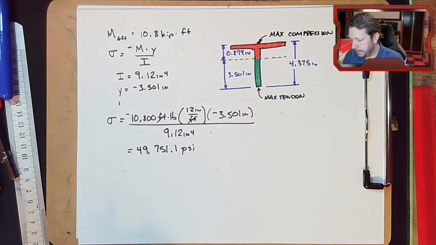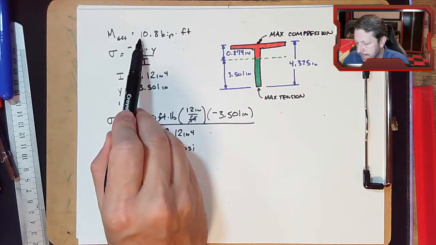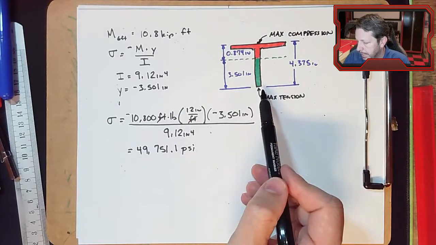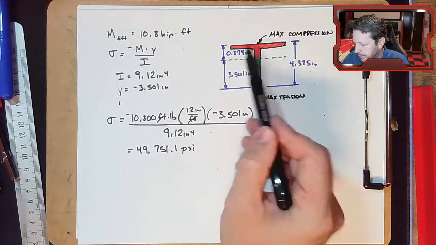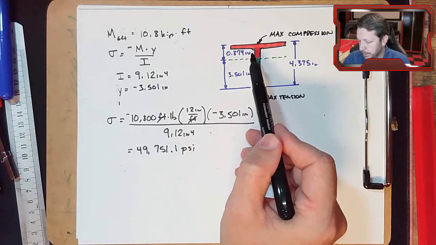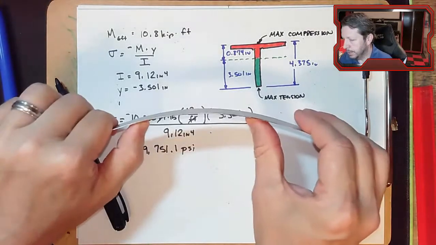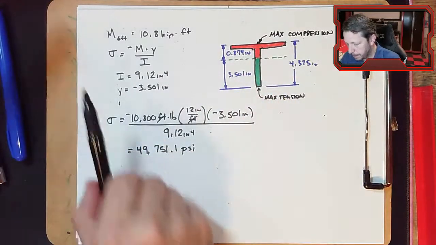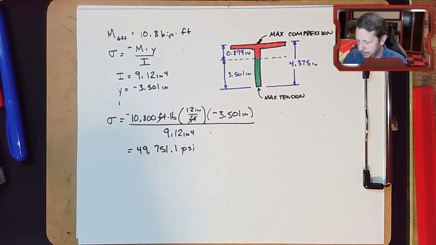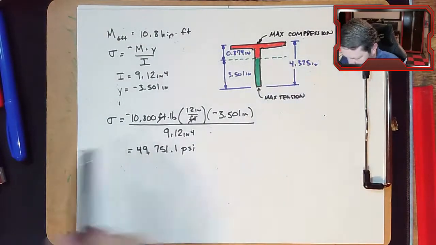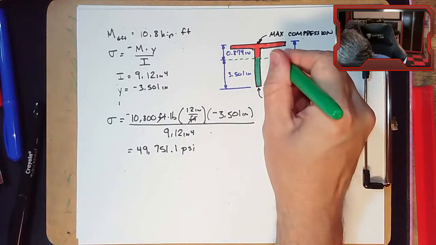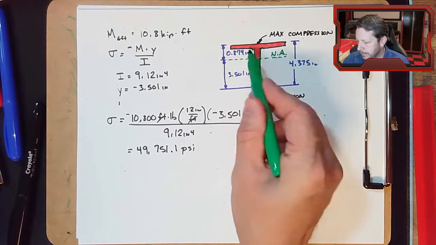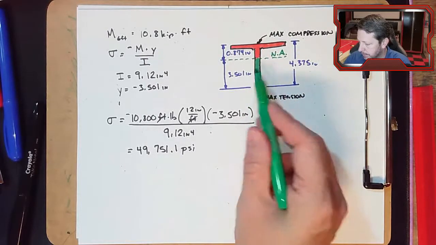Now, if you change this and it's a negative bending moment, so this is negative 10.8, then these flip-flop. The stuff I have shaded as red becomes tension, because now the beam is bending this way for the negative bending moment. So all of this is tension and all of this is compression. So you do have to keep all of that straight in your mind: the neutral axis is the transition point between the negative values for compression and the positive values for tension.